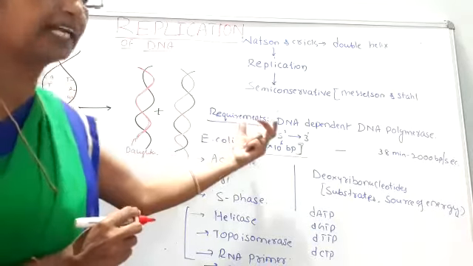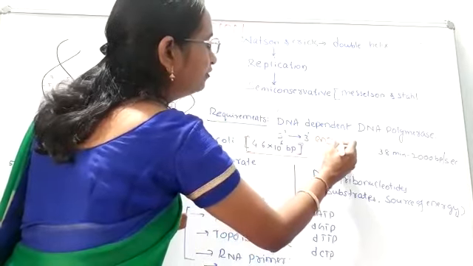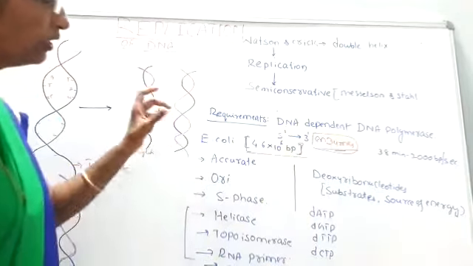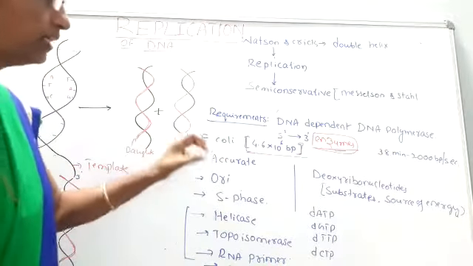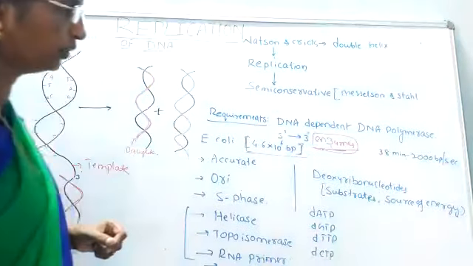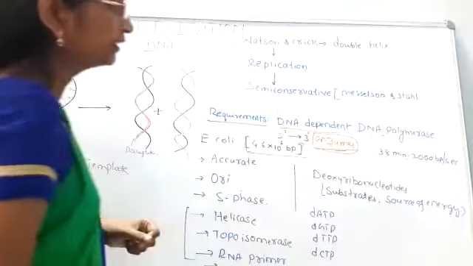The process is catalyzed by a number of enzymes. So, the polymerization of DNA requires a number of enzymes. We are talking about the different types of enzymes essential for DNA synthesis. Here, the first is DNA dependent DNA polymerase.